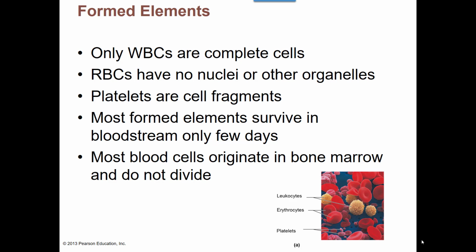Now, most formed elements, most cells, survive in the bloodstream only a few days. Some can live longer than that, but they don't live forever. Most of them originate in our bone marrow, and they themselves don't divide. They're made in the bone marrow, they're released into the bloodstream, they head out, they do whatever they need to do, then they die, and we have to continually make more of them.